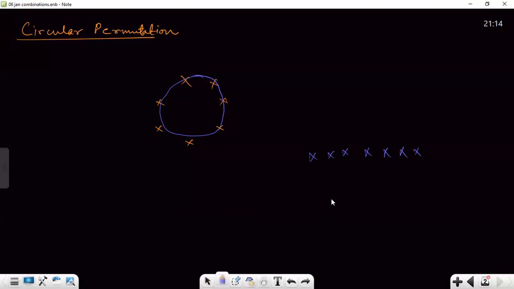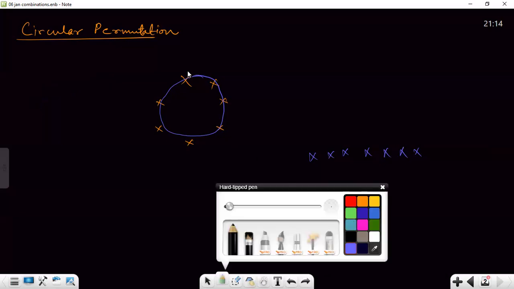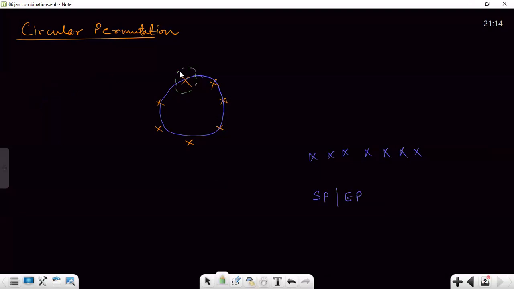That defines our arrangement, who's the first, who's second, who's third. But here there is no such reference point. There, there were two reference points, the starting point and the end point. Here there is no reference point, so we need to create one. We will create a reference point by ourselves: this is the chair of the chairman.